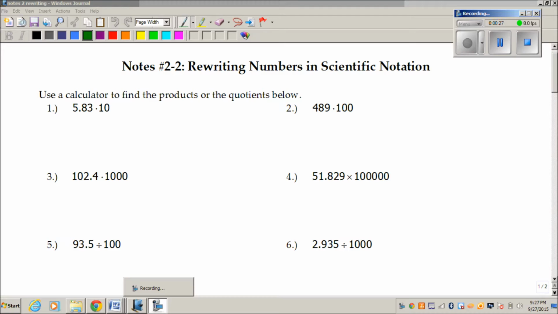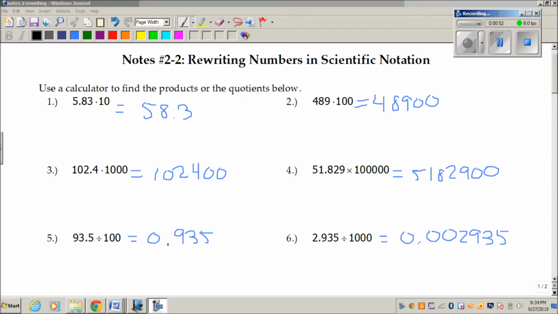Okay, so for these first exercises, it just says to use a calculator to find the products or the quotients. So type them right into your calculator, write down each answer, and as you do them, I want you to see if you can find a pattern or make predictions about what you think each answer will be. So press pause now and use your calculator to fill in the next few answers.